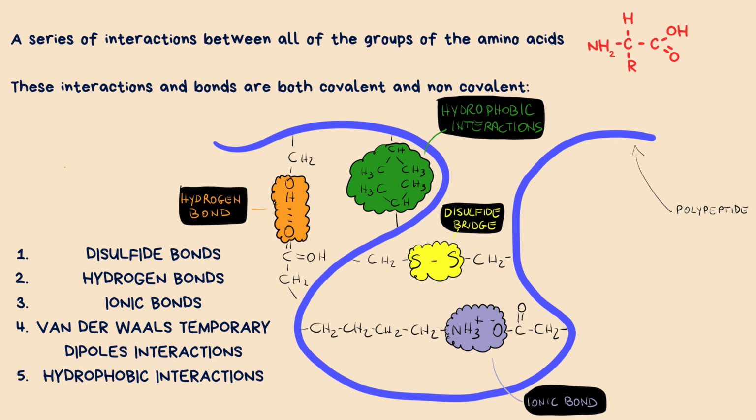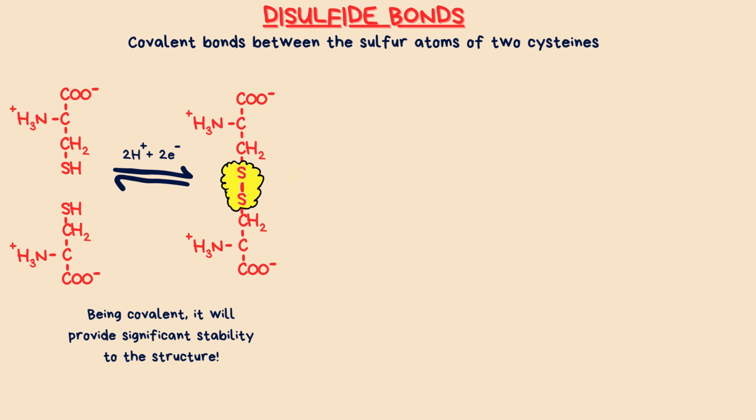Well, a variety of interactions between different parts of the molecule, carboxyl groups, amine groups, and the R groups of amino acids play a crucial role. Let's go through them one by one. First, we have disulfide bonds. These are covalent bonds formed between the sulfur atoms of two cysteine residues.